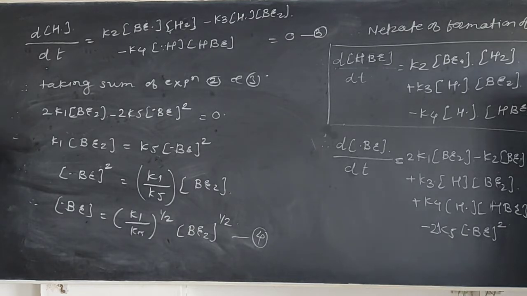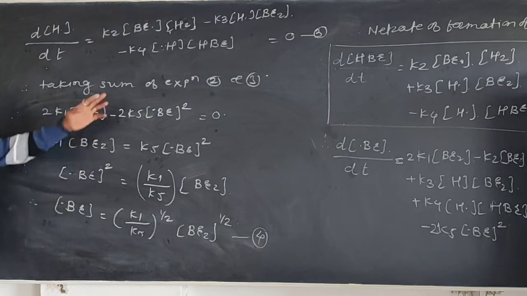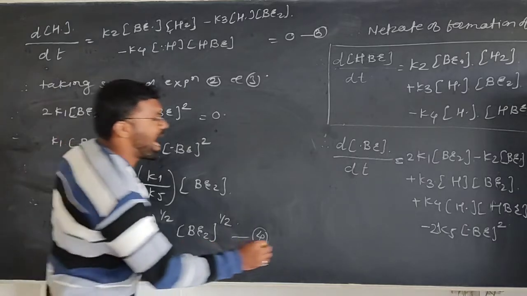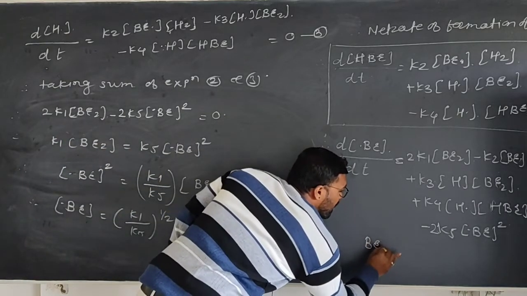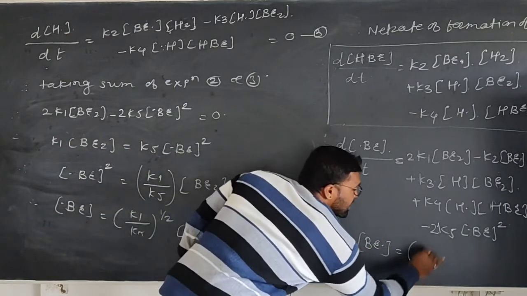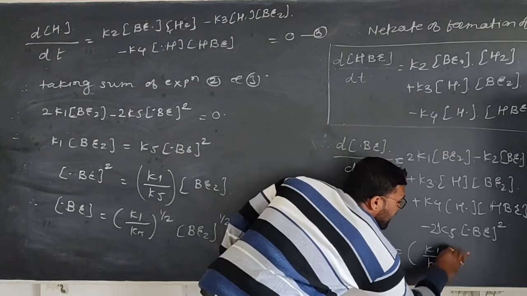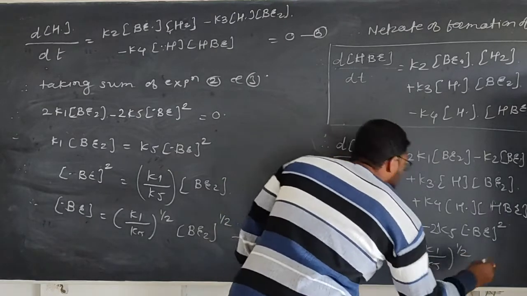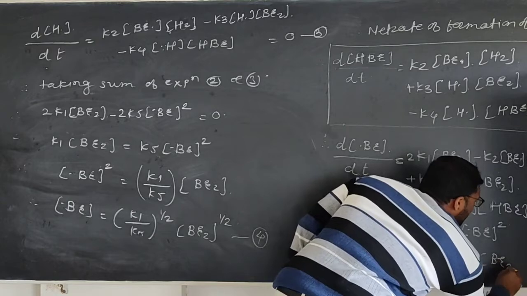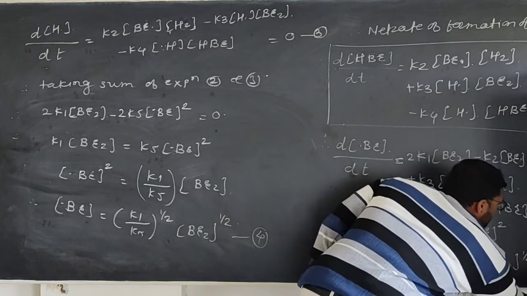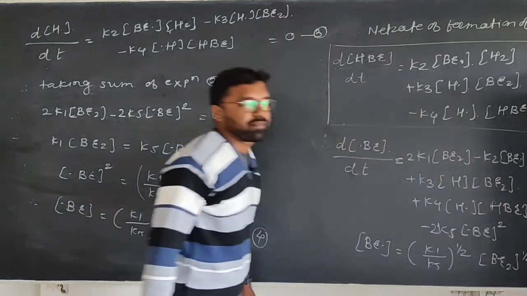You have to write all this well and neat, because this expression, this derivation, will be asked in the examination. Now finally we got the concentration of bromine radical by using all these steps. I write this as: concentration of bromine radical is equal to K1 upon K5 raised to half into Br2 raised to half. This is expression number 4.